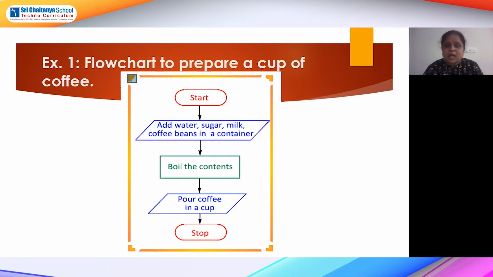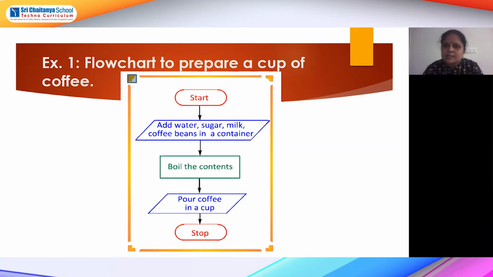Okay, then I have used the input output symbol. You can see here. Next I have used an input output symbol, in which I am writing the inputs to prepare coffee. What are the inputs? I need water, I need sugar, I need milk, coffee beans in a container, right? So this is the input. After I get the input, what should I do? I have to process to get the output. To get a coffee, I have to process. Here, process means I have to boil to get coffee.